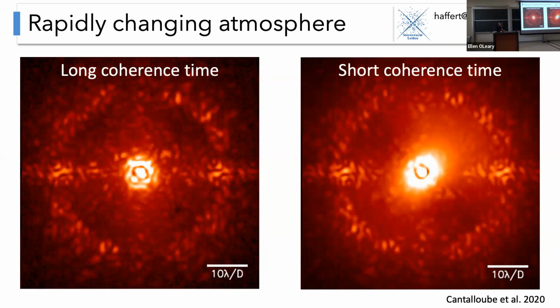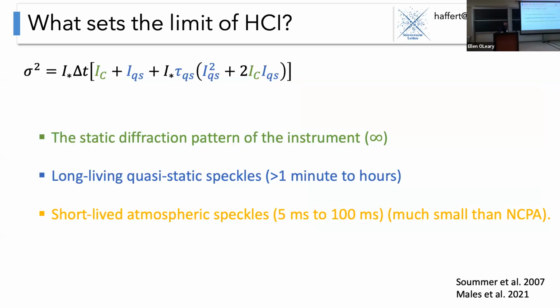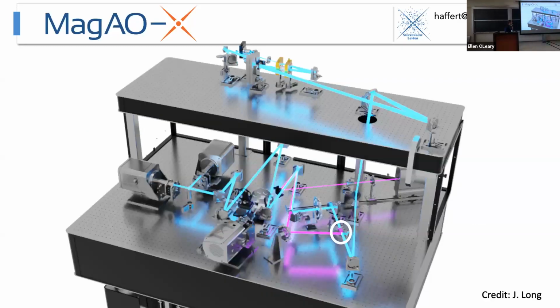So speed matters. So suppose that we can actually do very well. We are in a situation where the speckles live for a very long time. What sets the limit then? Well, it's the long-lived quasi-static speckles. So you need to do something about those. And we can do that with focal plane wavefront control. And these quasi-statics actually originate usually from within the instrument.